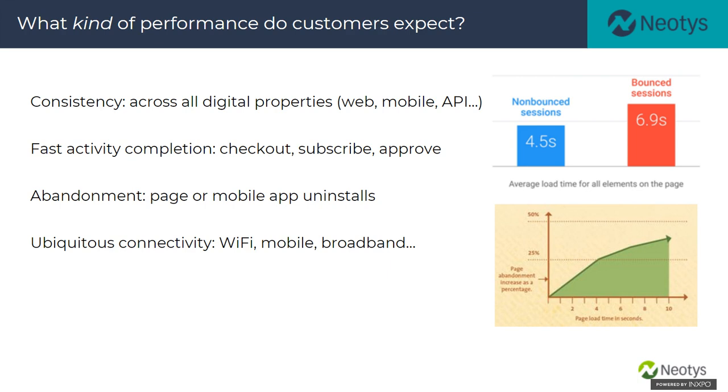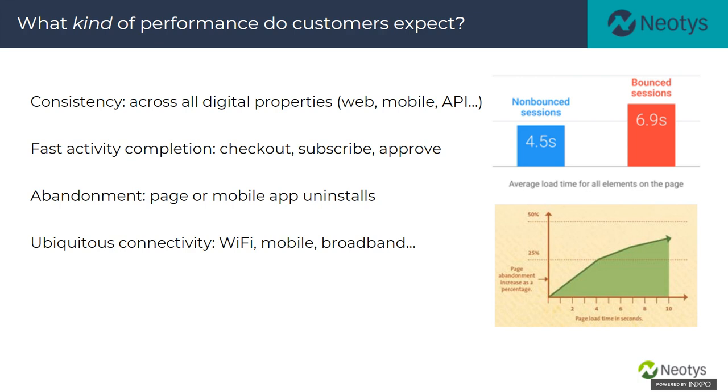This includes web, mobile, and API. They want to be able to complete the thing that they're trying to do quickly, right? They want to check out their items. They want to be able to subscribe to that thing or approve that claim very quickly. The other thing is abandonment.